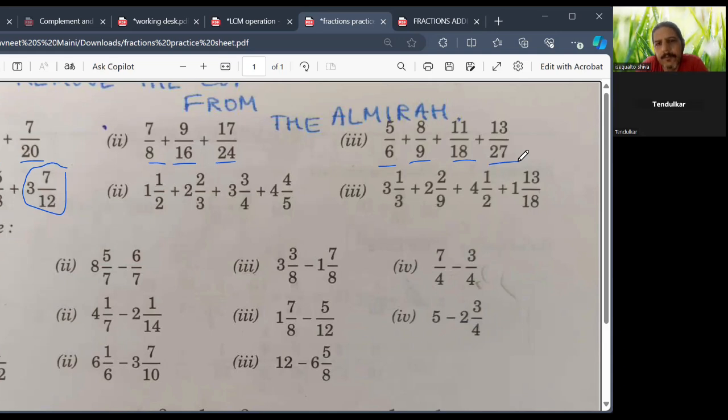Any doubt? No. So you can start with question 4, first part. We'll discuss this part first and then we'll carry on. Is it okay? Okay. So you can start.